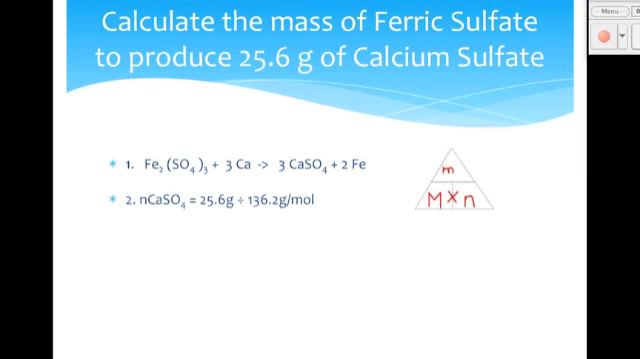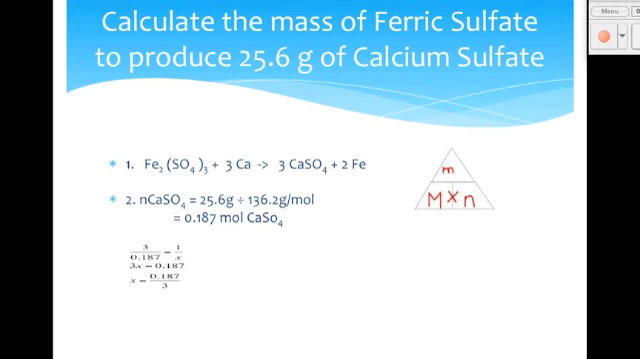So we found the molar mass of calcium sulfate, which is basically adding all the masses together, and if we look at the molar mass triangle, we're finding moles, so that's the bottom right. So what's left is mass over molar mass, which is 25.6 grams divided by 136.2 grams per mole, which would give us 0.187 moles of calcium sulfate.